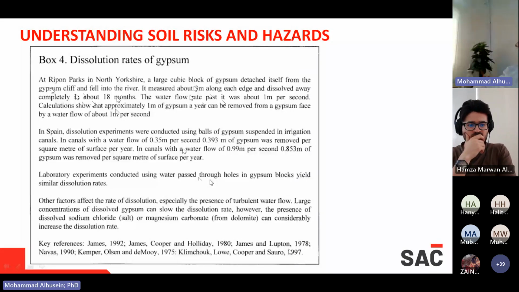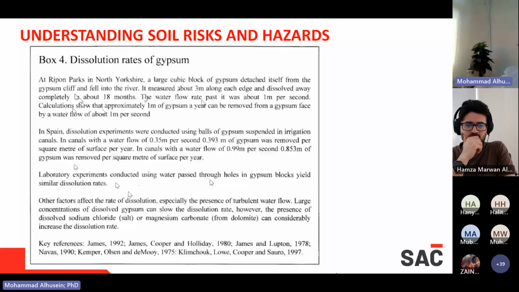Calculations show that approximately 1 meter of gypsum a year can be removed from a gypsum face by a water flow of about 1 meter per second. I will not read all this, but you can refer to it for more information. But from our experience in one area where we have a service road, they fixed the road 3 times. Then they decided to remove the uppermost 3 meters and replace them with rock fill. After 1, 2, 3 years, the road again collapsed.